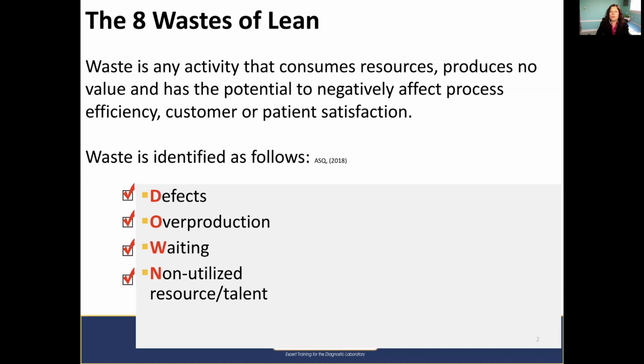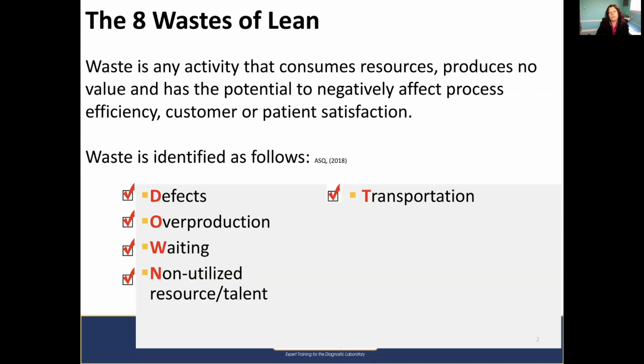What about non-utilized resources and talent? And we said that if there is something like this happening, we want to identify it because we want to find out why this is happening and why these special talent people are not being utilized for their skills. So let's jot that down as well.